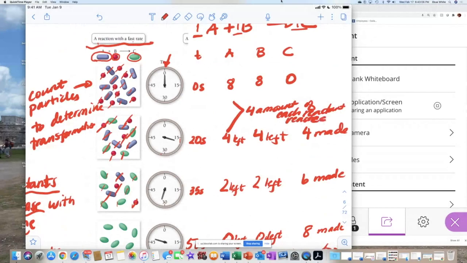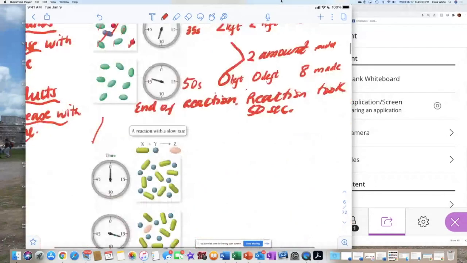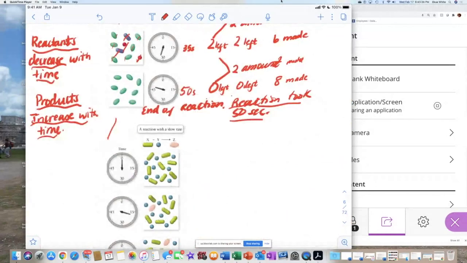It wasn't always the same amount each time. From here to here, it was only 2 amounts reacted of each reactant. From here to get to 0, again, it was 2 amounts that reacted. And each time, the amount that reacted equals the amount that got made, right? Because it's a 1 to 1 mole ratio. So this reaction is sort of fast. It's over in 50 seconds. When the reaction is over, we have 0 reactants.